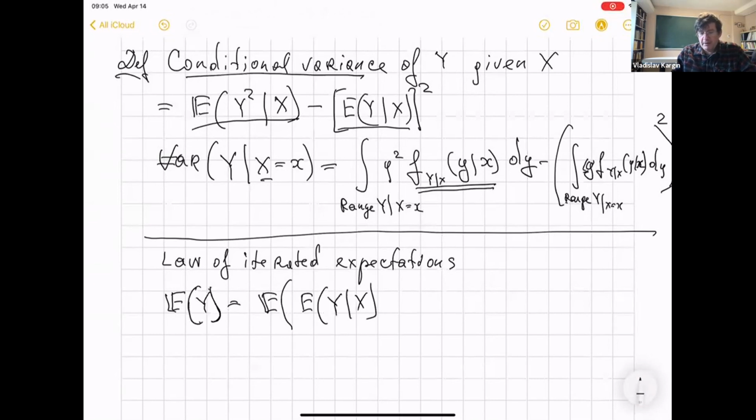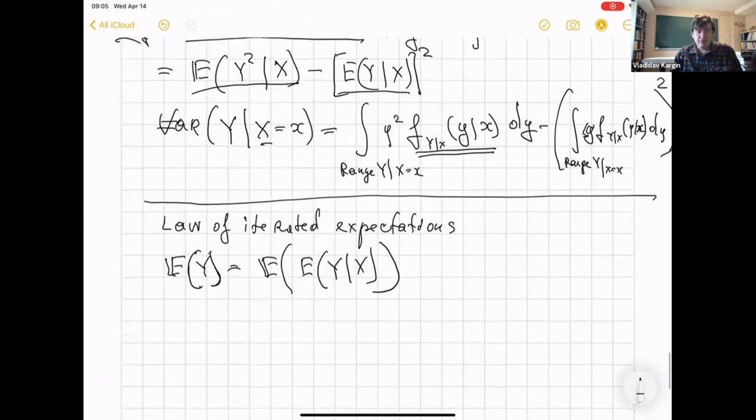And this is some function of x. You can take another expectation with respect to x. So you first calculate the expectation of y given some specific values of x, and after that, average over these values of x. So this was the formula, and it turns out that in many cases this is very useful.